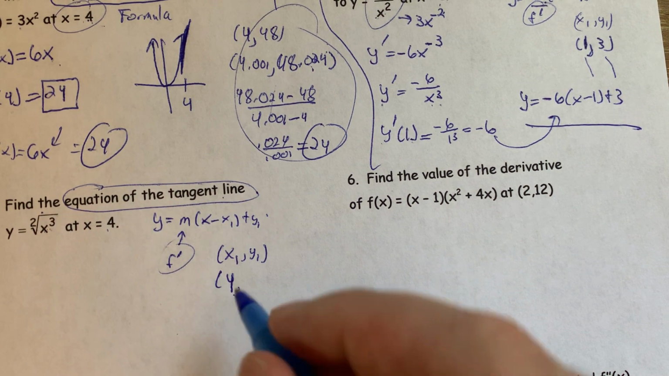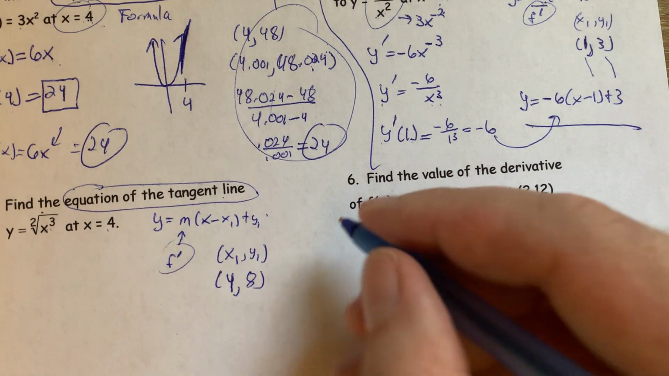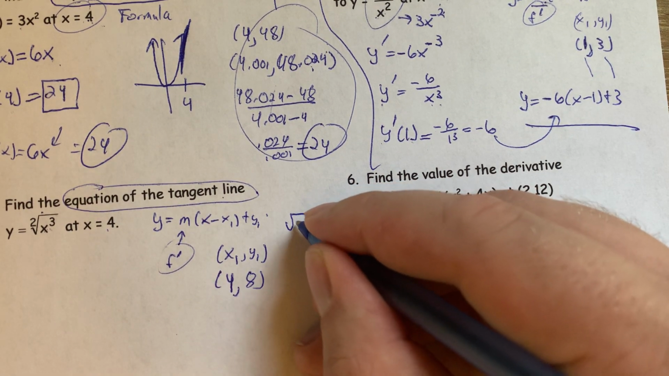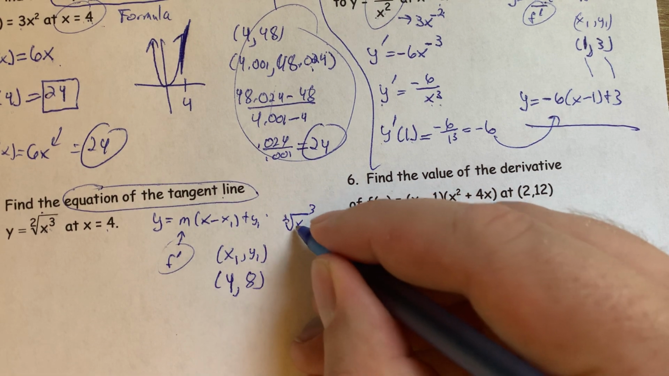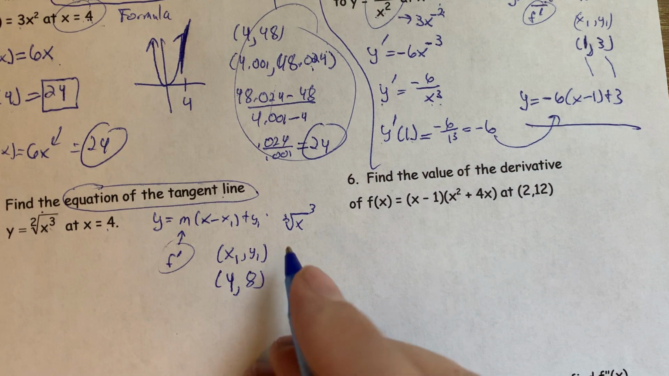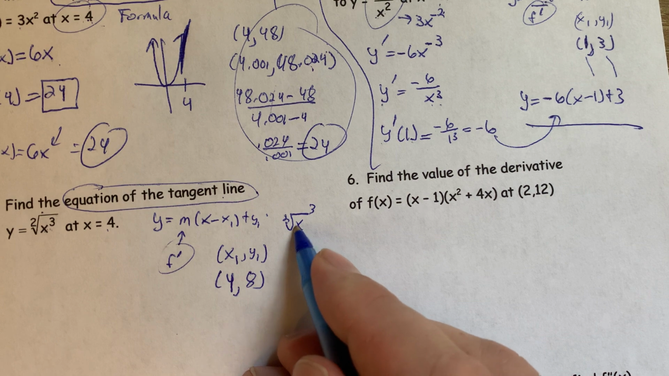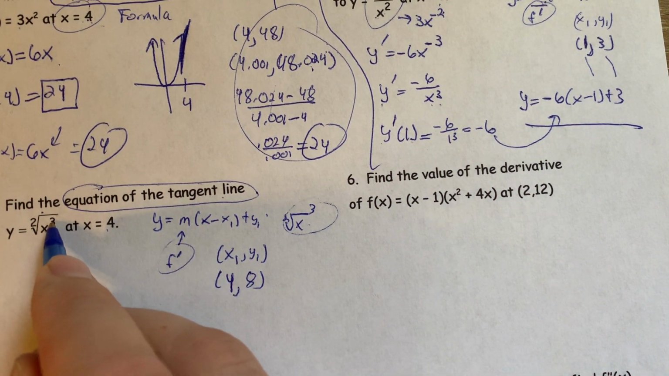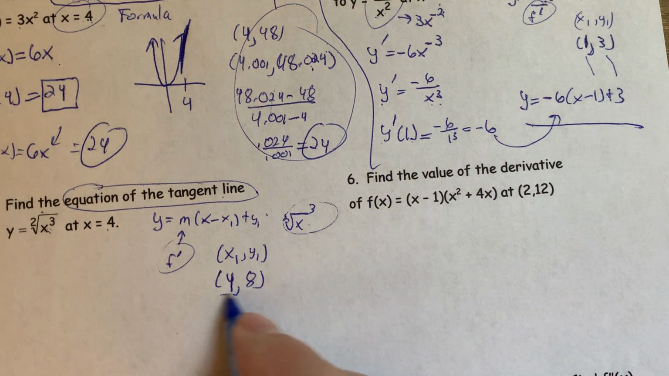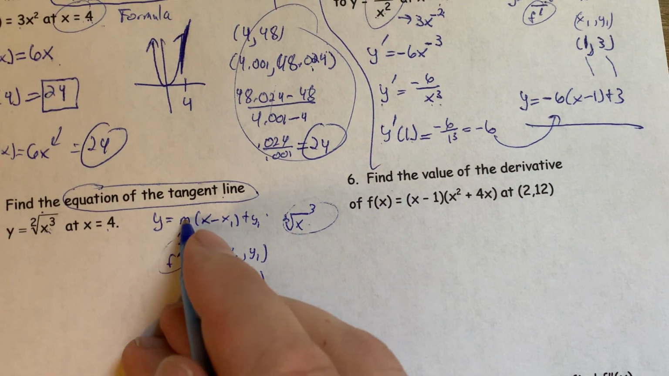And the square root of 64 is 8. I will tell you, I actually think it's easier to rewrite it as square root of x cubed like this, where you do the square root first and then cube it. The square root of 4 is 2. 2 times 2 times 2 is 8. It's smaller numbers, and these are the same. The 3 can be on the inside or the outside. So I've got my point. Now I need to find my slope.